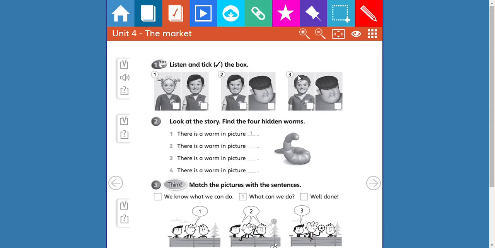Now listen to the sentences and tick in the box. Now listen carefully and put the tick in the box.